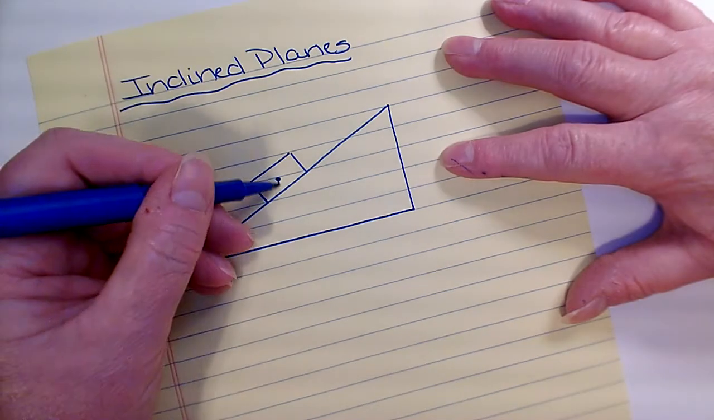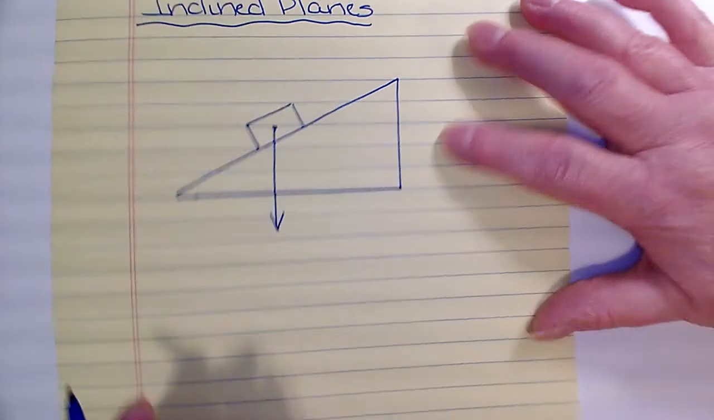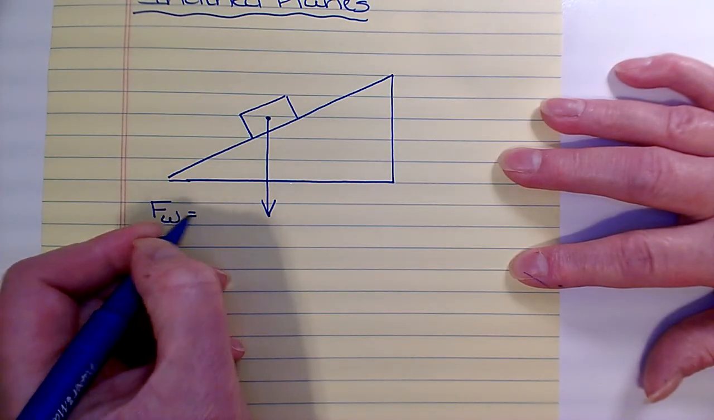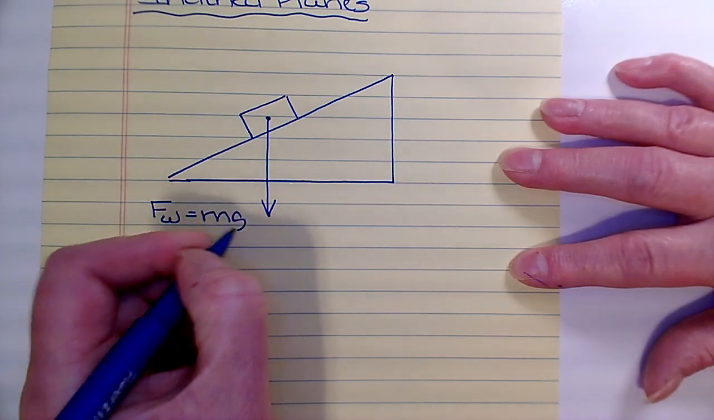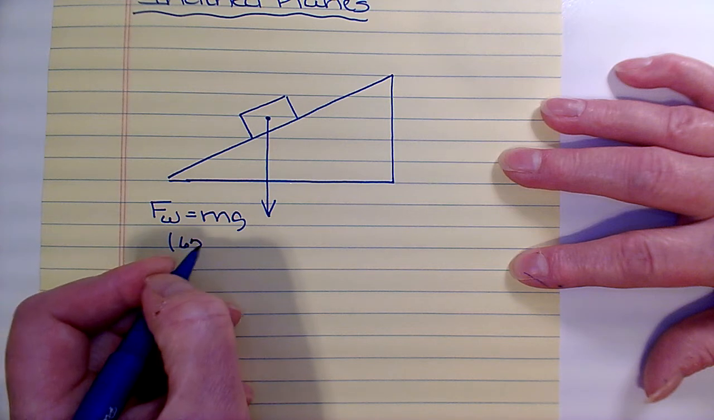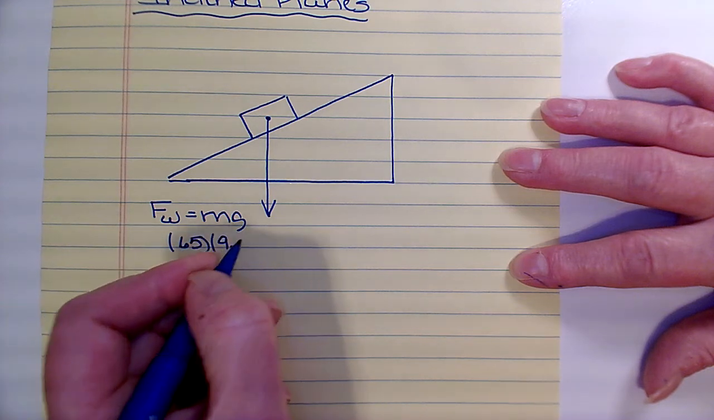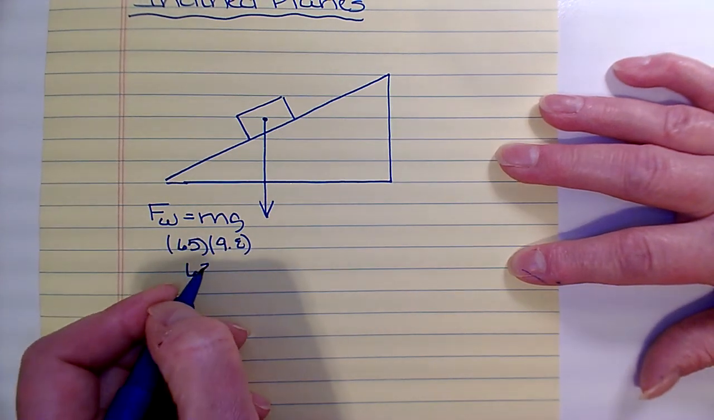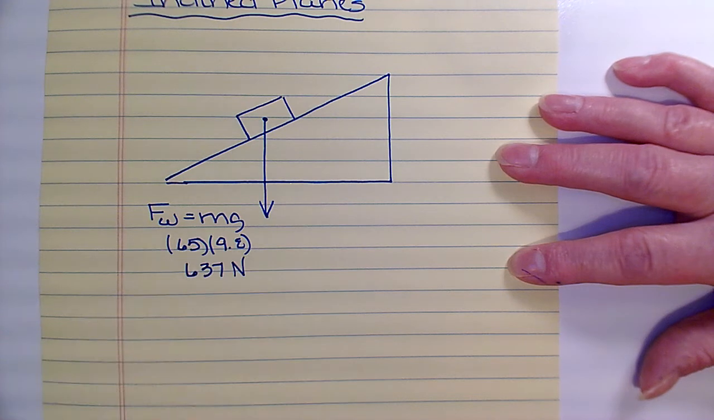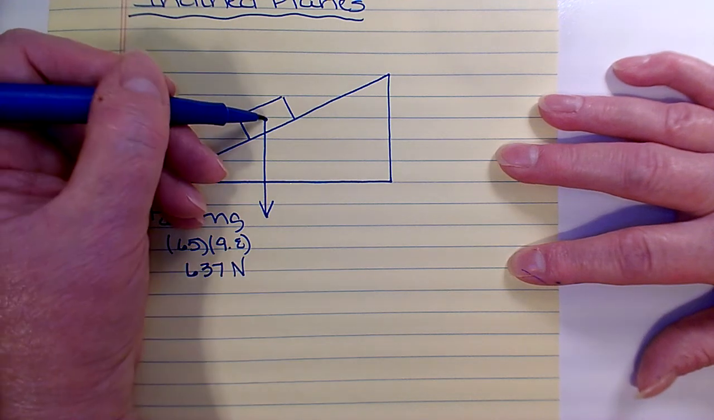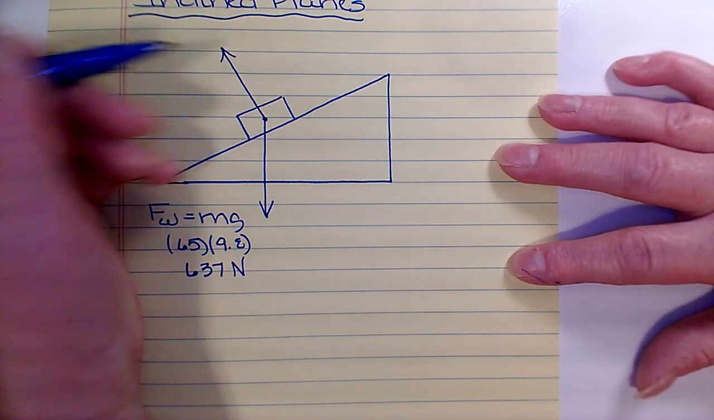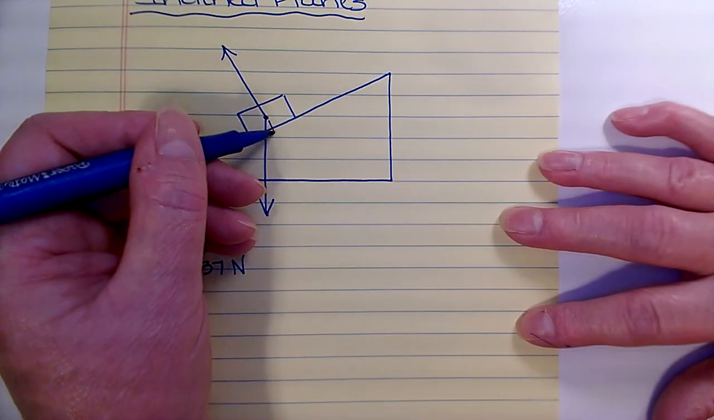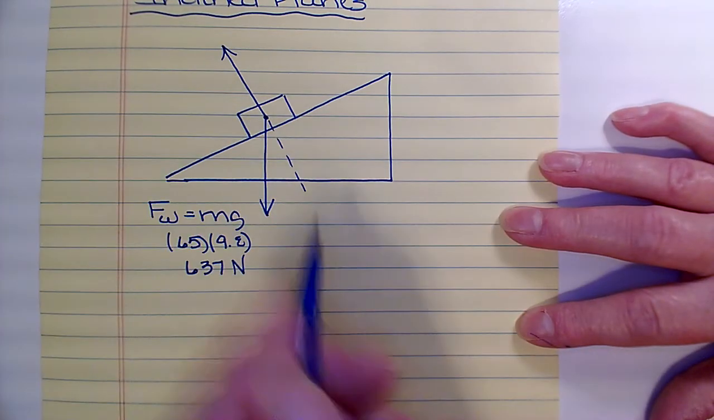All right, so my skier has a mass of 65 kilograms. So my skier has an FW equal to mg, and that is 65 times 9.8. And so my skier has an FW of 637 newtons. All right, so there's also a normal force. The skier pushes into the hill, the hill pushes back onto the skier, and we're going to dot the extension of that.